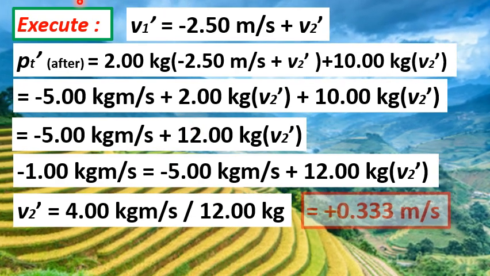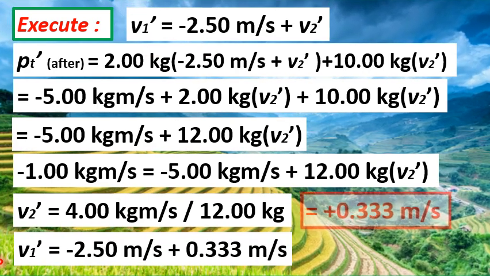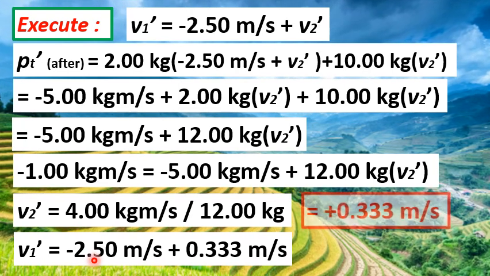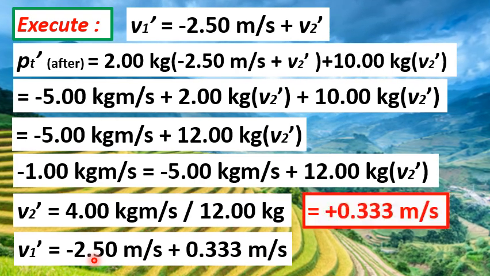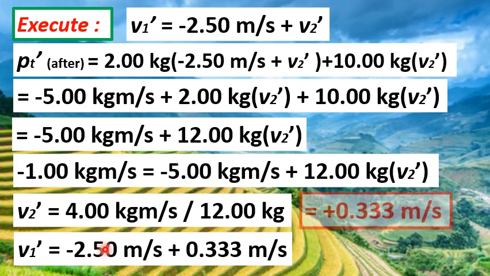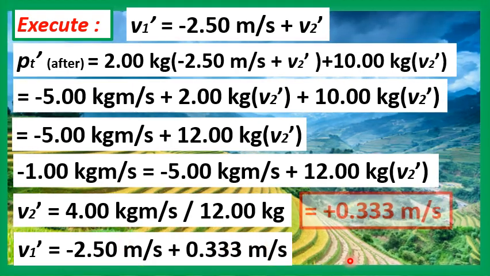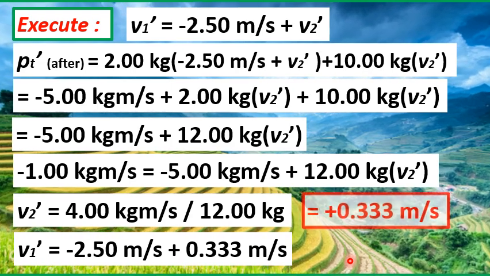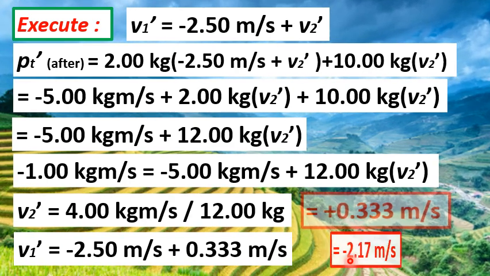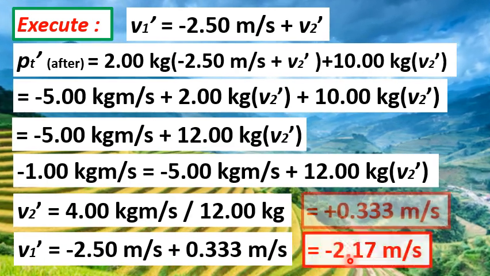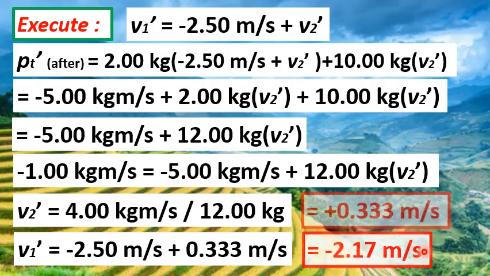So going back to v sub 1 prime, that is v sub 1 prime, which is equal to negative 2.50 meters per second plus v sub 2 prime, which is now determined as 0.333 meters per second. We finally get the final velocity, or velocity v sub 1 prime, for object A after the collision, equal to negative 2.17 meters per second in three significant figures as well.